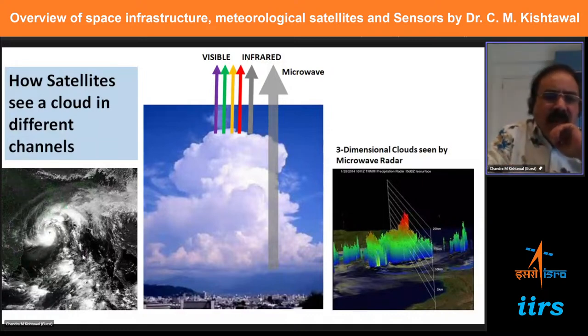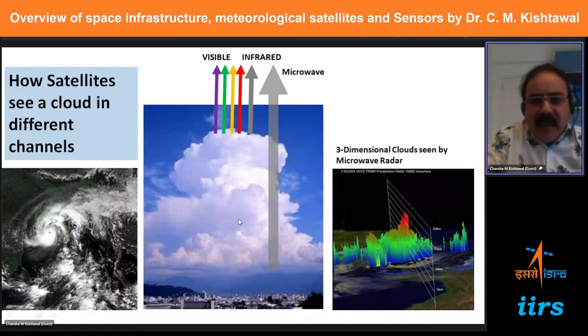From the infrared and visible, you see only the top part of the cloud, as you can see here. Only the top part of the cloud, nothing below that. But the microwave, because of its larger wavelength, can see the clouds to much deeper levels. And that is why the microwave has a distinct advantage in cloud studies.